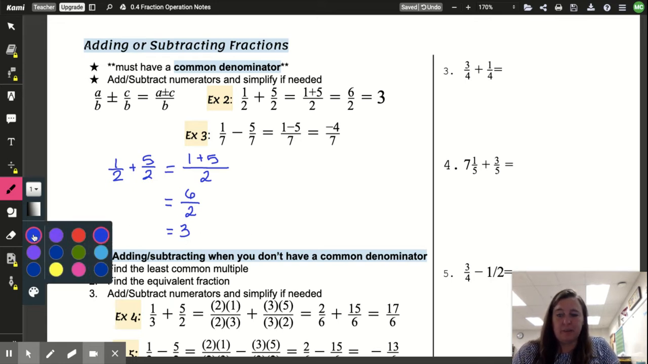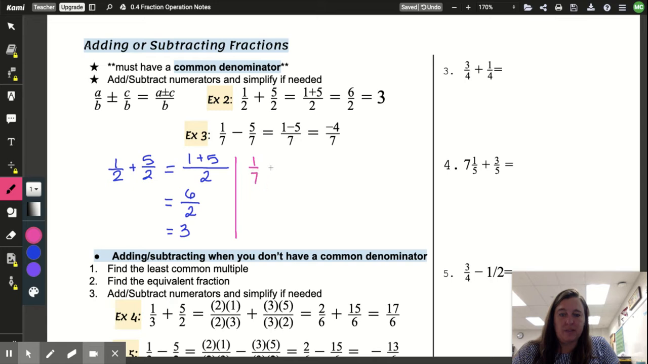For our second example on this one, we've got a subtraction problem. So we've got 1/7 minus 5/7. And again, I'll talk through the process here. Because the denominators are already the same, I'm going to keep the denominator, and then I'm going to do whatever it says to do with the numerators. So this says 1 minus 5. So I'm going to write that down.